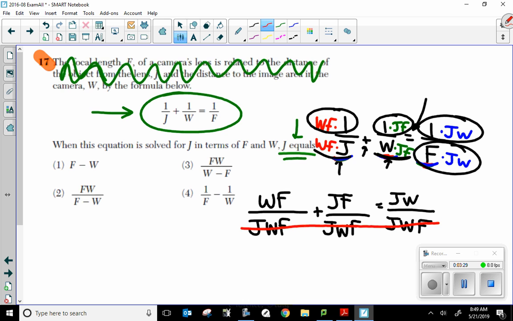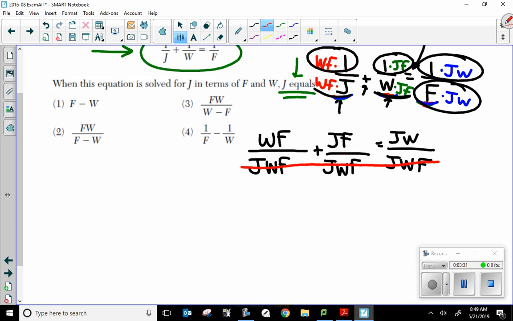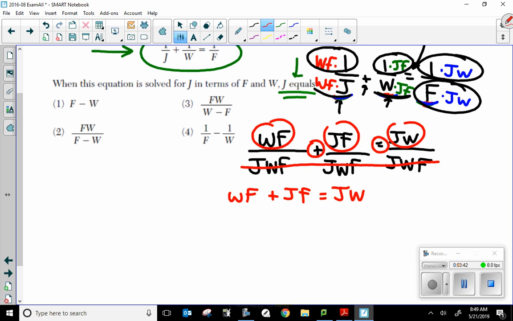Let me rewrite what I have here. I have WF plus JF equals JW. Now, I need to solve for J, right? I need to get J alone. So I'm going to subtract JF from both sides here. When I'm all done, this goes bye-bye. So I've got WF equals JW minus JF.